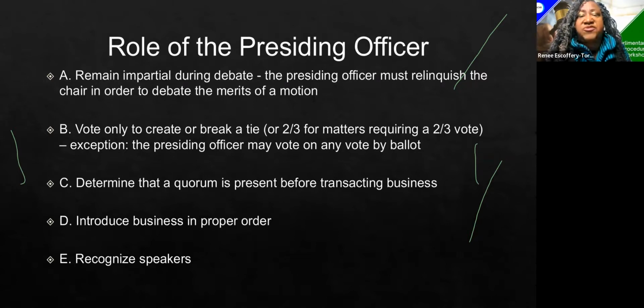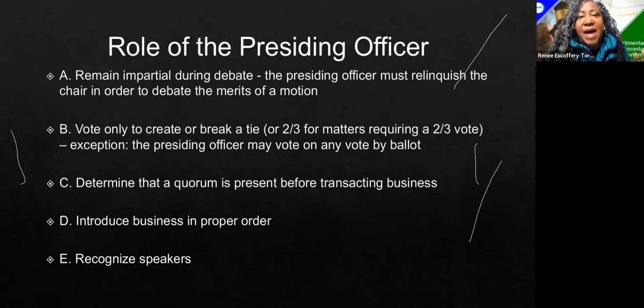The presiding officer has to relinquish the chair. If you feel so strongly about something, you can relinquish the chair, and then your vice president can conduct the meeting, or at least conduct that particular motion. And then you can debate the merits of a motion based on what you want to do. Otherwise, you're impartial.